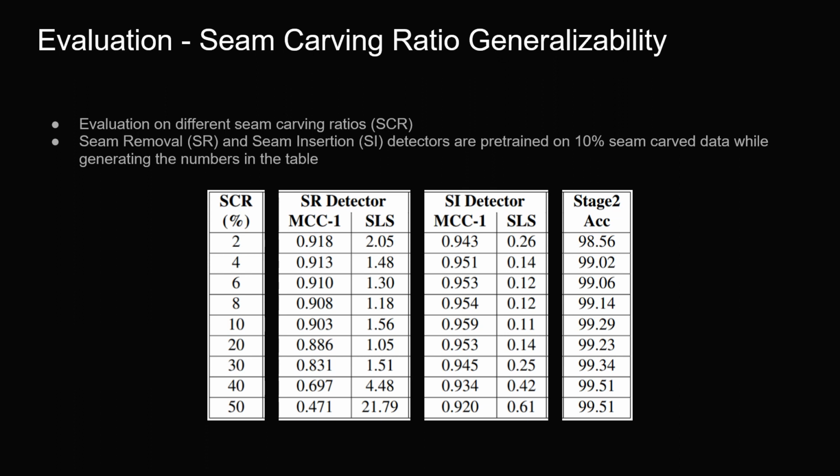In this case, since our evaluated model is trained on only 10% seam carved data, it's likely that we're missing a large number of seams as the seam carving percentage continues to increase. On the other end, at a 2% seam carving ratio, we see that while the MCC1 scores remain quite high, this is because they're invariant to which class is positive and there are a lot of negatives in each image at a low seam carving percentage. The SLS score slightly suffers as we need to exactly predict a small number of seams to score well there. And correspondingly, the stage 2 accuracy does decrease slightly as missing a few seams leads to a pristine prediction.